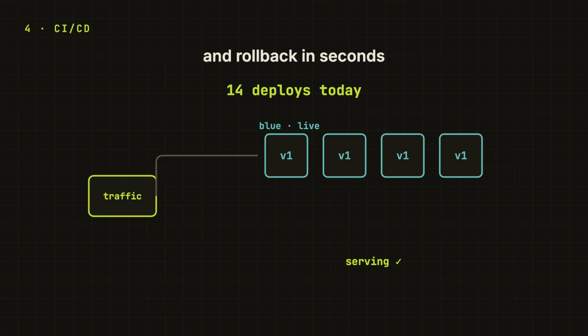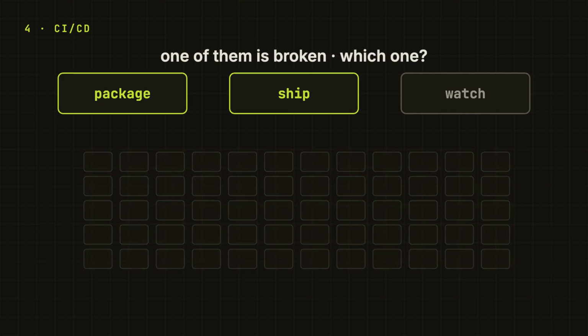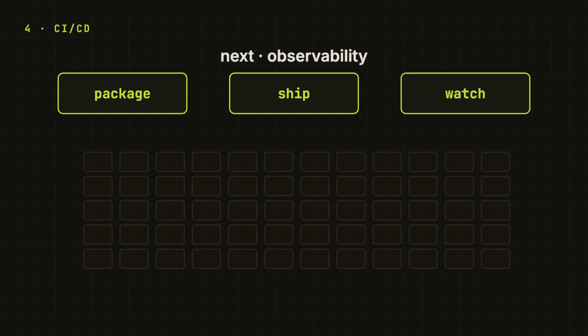Now, our system is built, running and updating itself. But with hundreds of services, one final question remains. When something does go wrong, how do you even see it? That is observability.